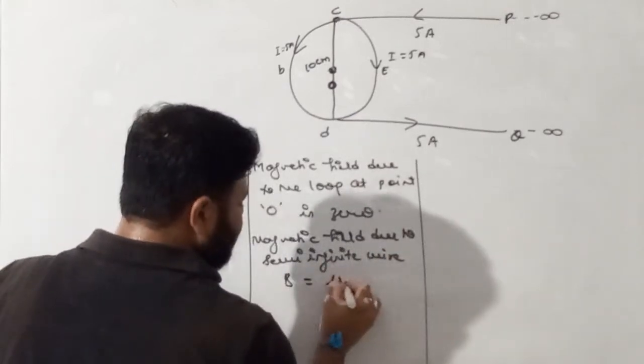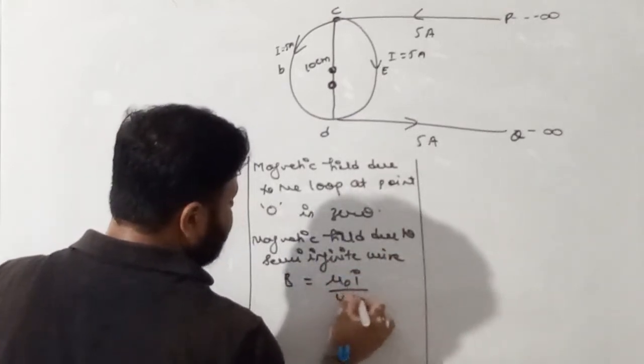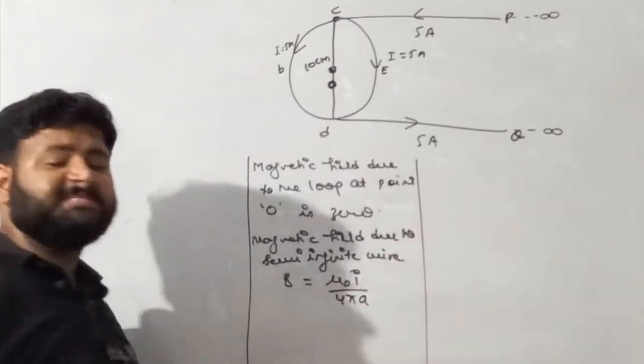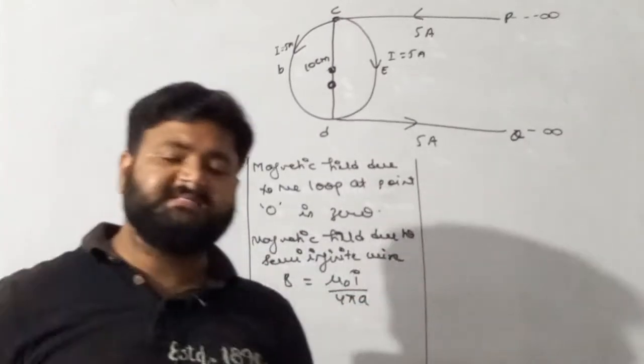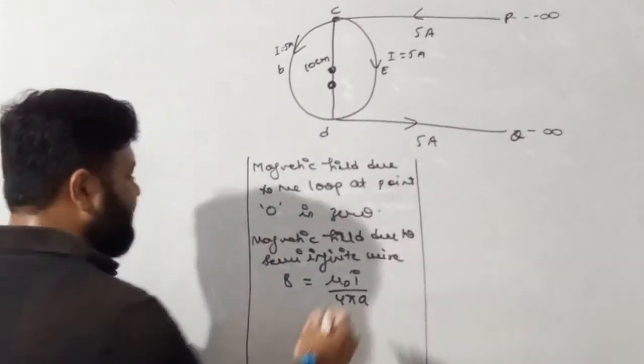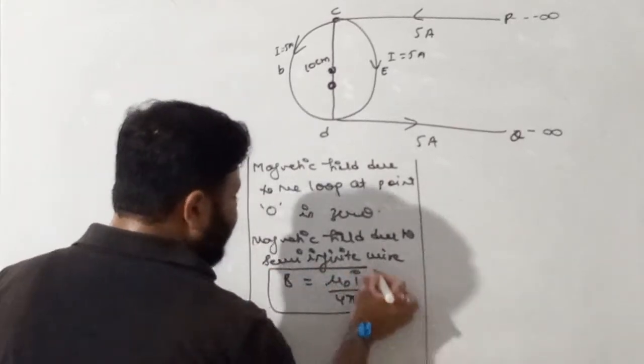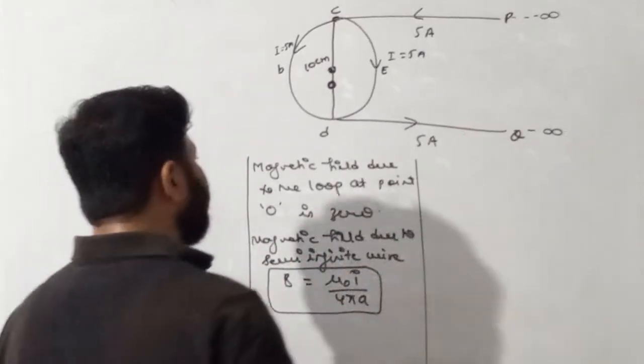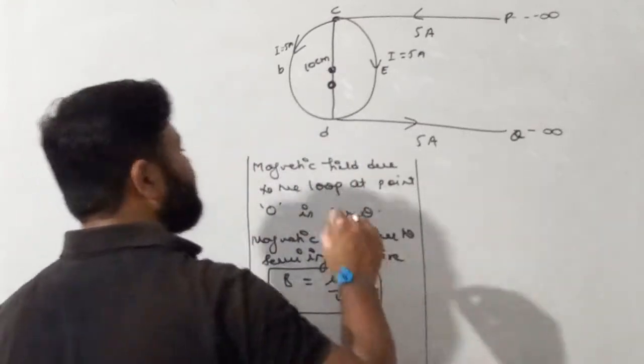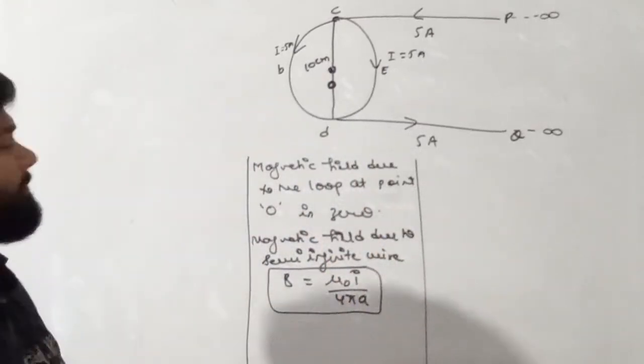For a semi-infinite wire, the magnetic field is mu naught I by 4 pi a, times sin alpha plus sin beta. Sin alpha is 0, sin beta is 90. So the magnetic field becomes mu naught I upon 4 pi a. Now see, my dear student, a is basically a distance, and this distance must be the perpendicular distance.